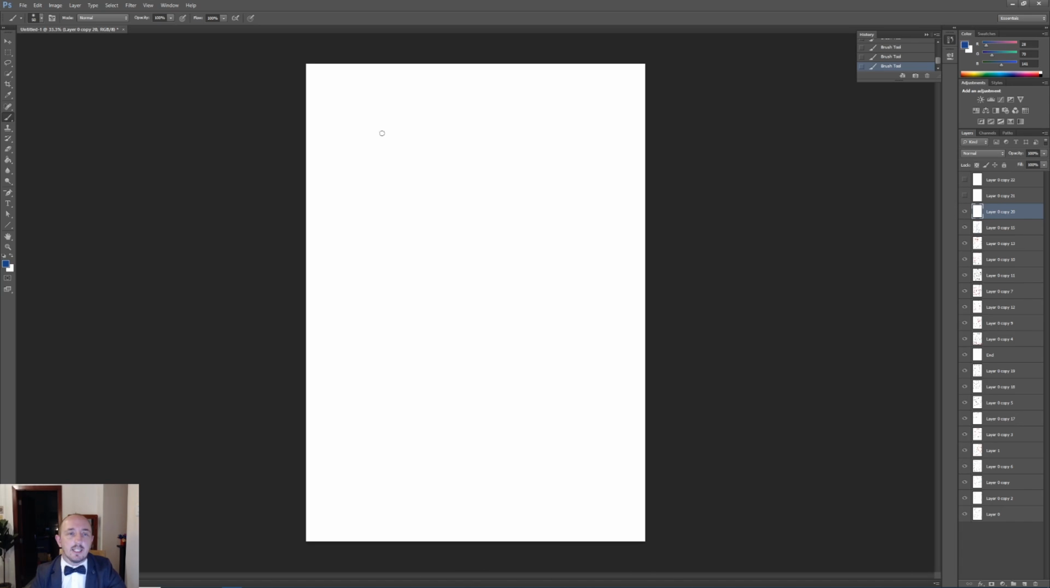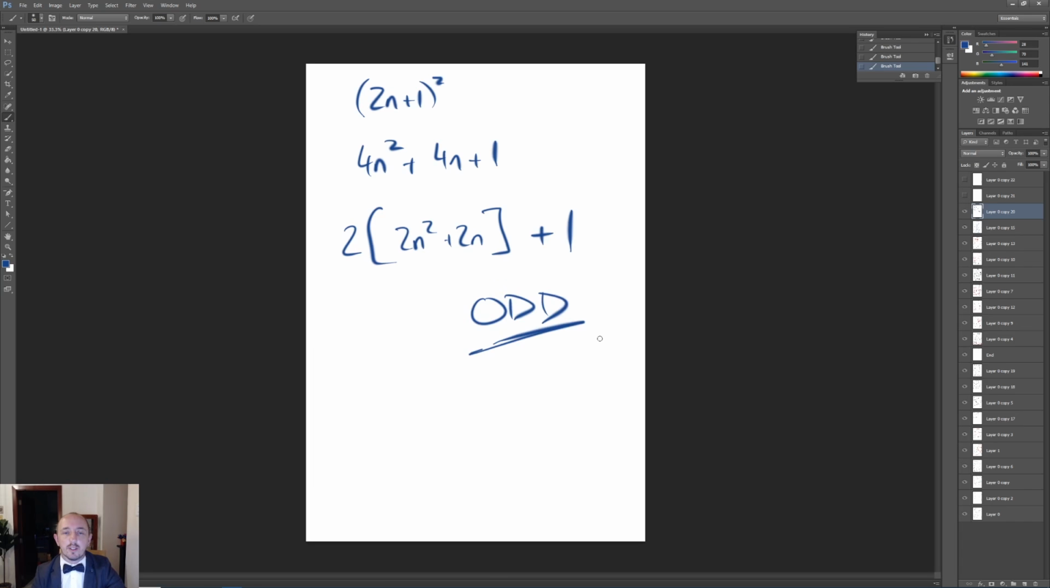If we were to say, prove that an odd number squared is always odd, then we would take an odd number, which we represent as 2n plus 1, and we square that out, and we get 4n squared plus 4n plus 1. We take 2 out as a factor, and we get 2n squared plus 2n, and we have a remainder of plus 1. So what we have here, whatever value for n is, we're going to double it to make it even, and plus 1, that will always be odd.